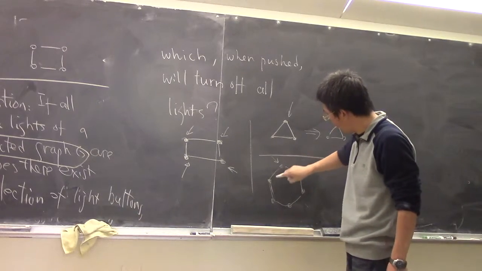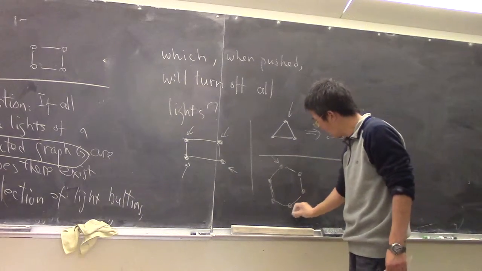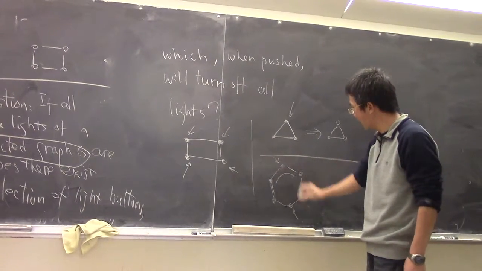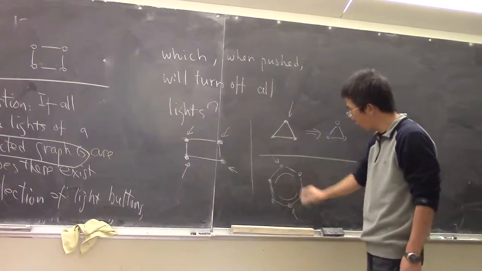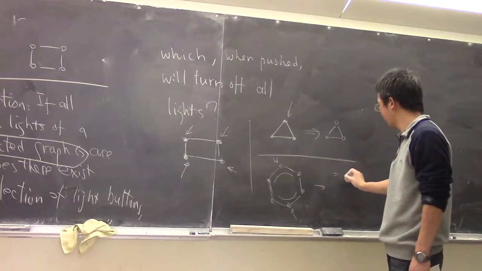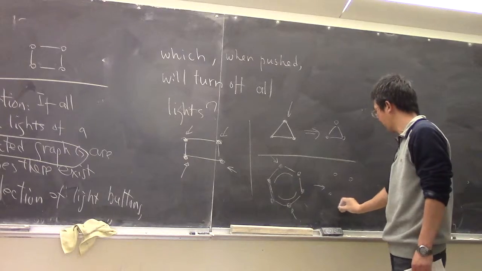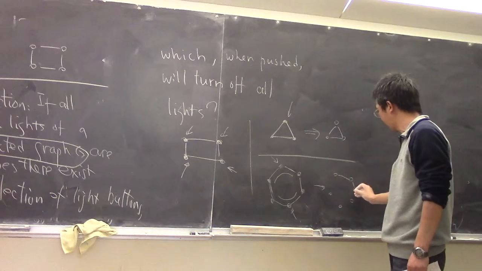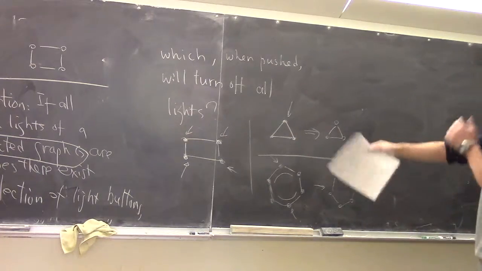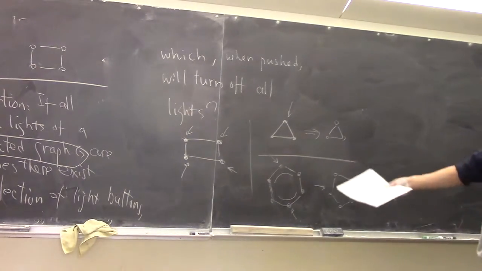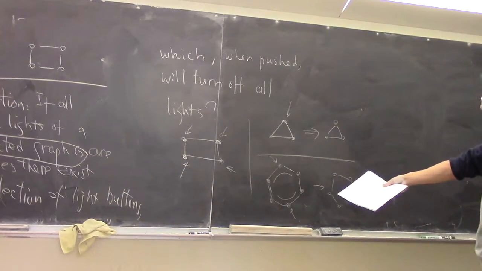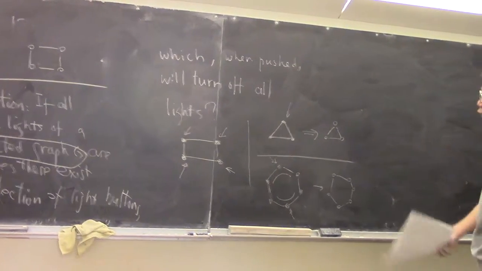And if I push this button and that button, right? If I push this button, it will turn off all of these lights. If I push this button, it's going to turn off all of these lights. And then all lights will turn off, right? So in our example, you will be able to find some vertices such that if you push them, the lights will turn off, right?